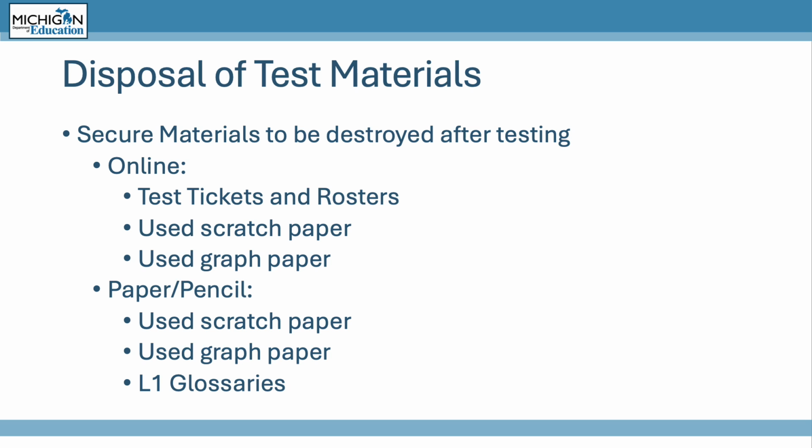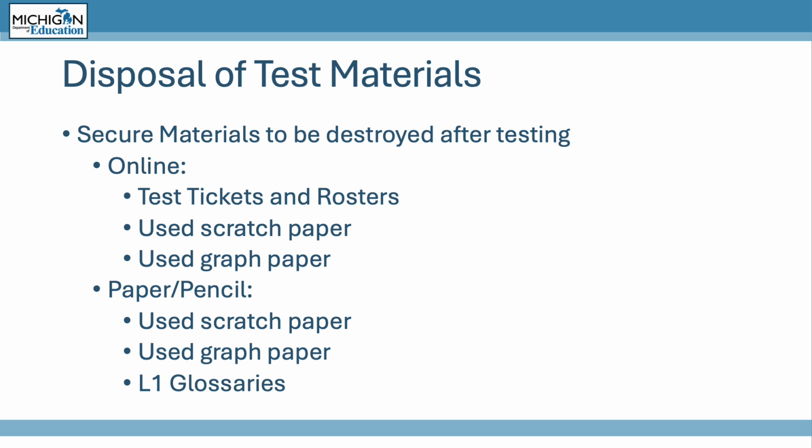By securely destroyed, that means shredding the materials in such a way that they cannot be seen or put back together by anyone. If you're a school that tested only online, then secure materials for you are going to be limited to the printed test tickets and rosters and any used scratch and graph paper.